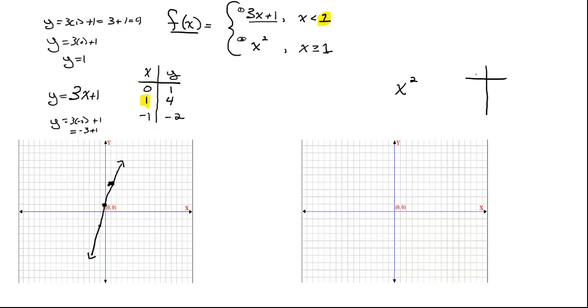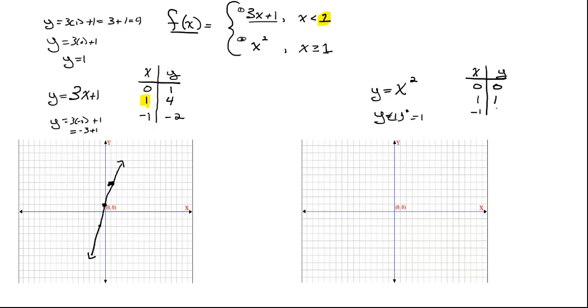x squared. So I'm going to have an x and then a y, and I'm going to set this equal to a value of y so I can graph it. I like plugging in 0. 0 I plug in, I'm going to get 0, so it crosses the origin. At 1 I have a value of 1 because y equals 1 squared, which is a value of 1.